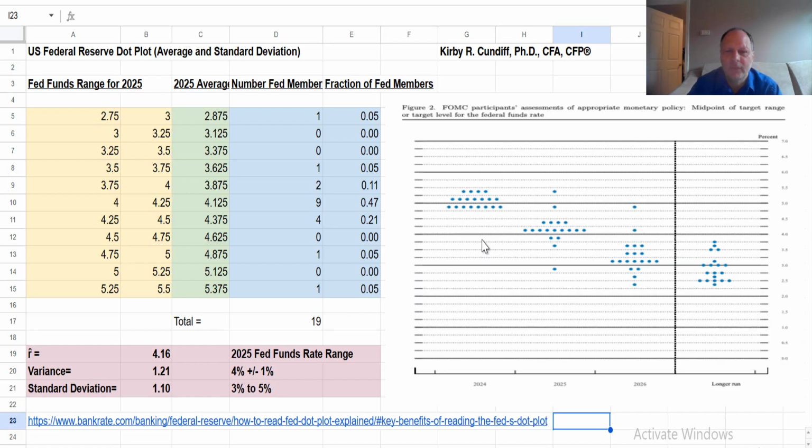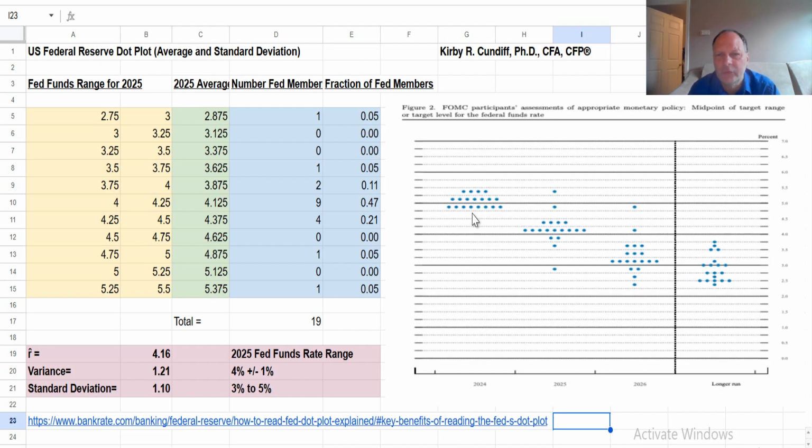In this example, they've done the survey for 2024, the end of this year, 2025, the end of next year, 2026, the end of that year, and then longer term. You can see there is a decrease believed in interest rates, but where the interest rates will end up is pretty diverse. The first set of data here for 2024 is reasonably well grouped.